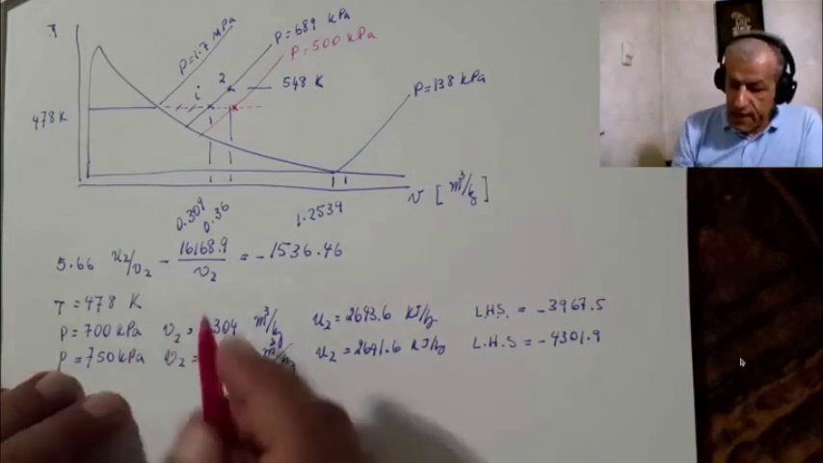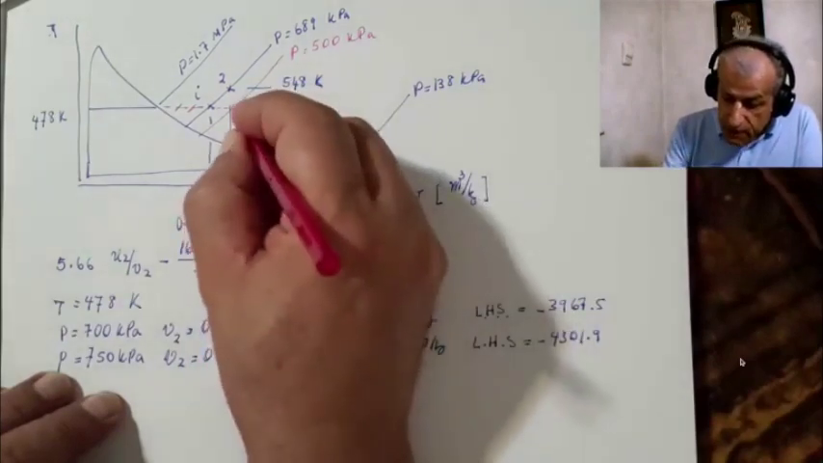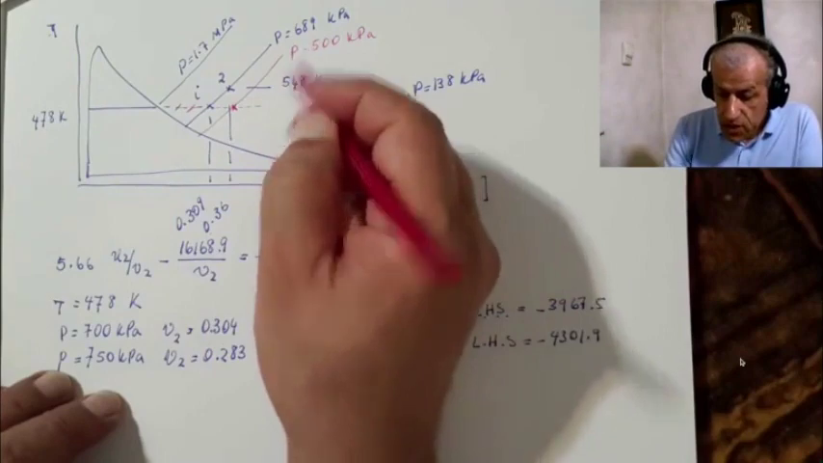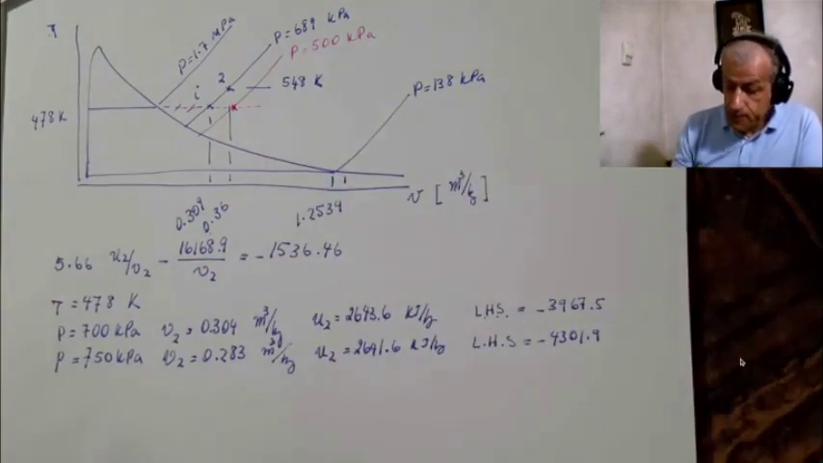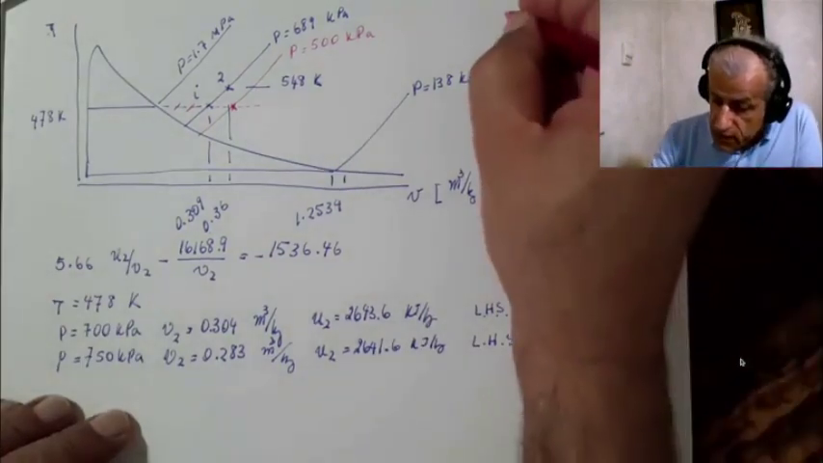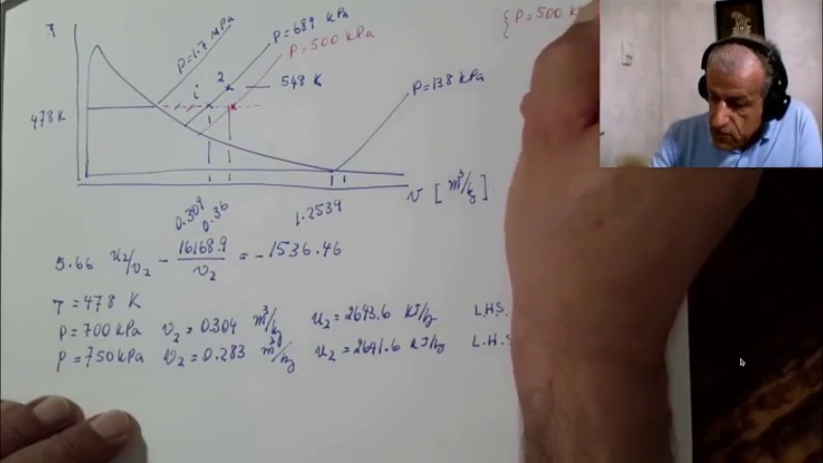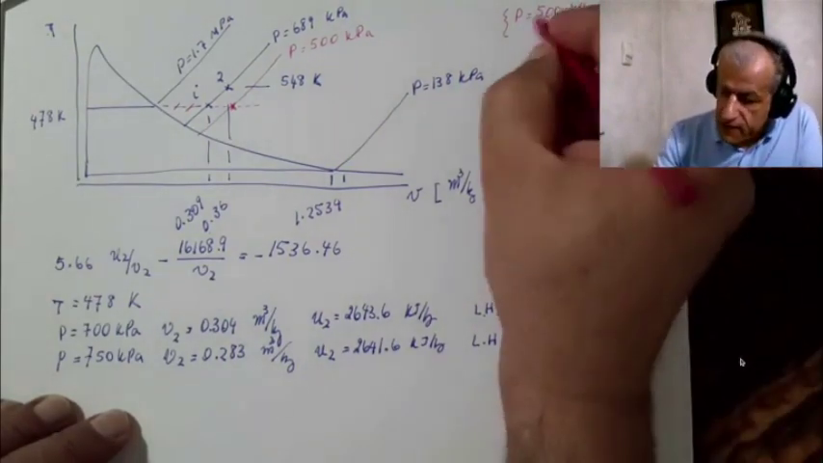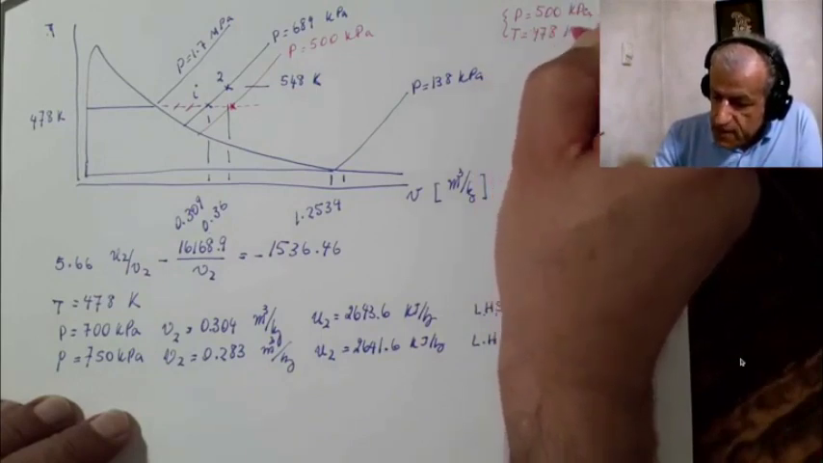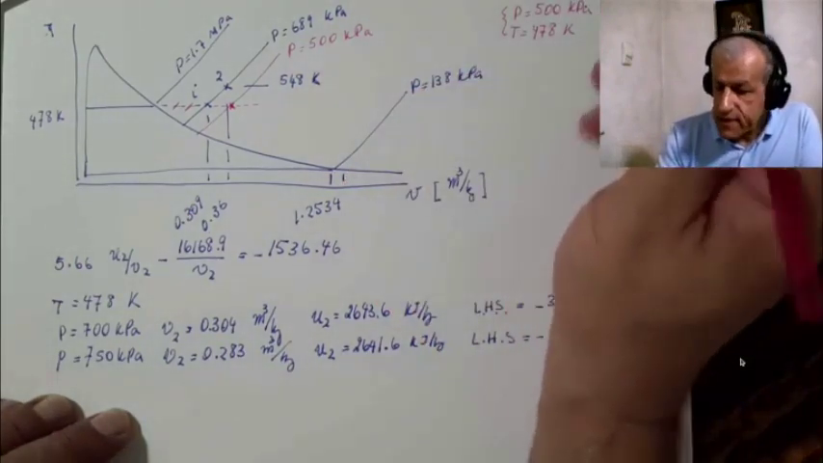And still the equation is this one. And for this point, we have all the properties, because we know the pressure and we know the temperature. So we know that P equals 500 kilopascals, and we know that T equals 478 kelvins. Go to the tables and read the values.